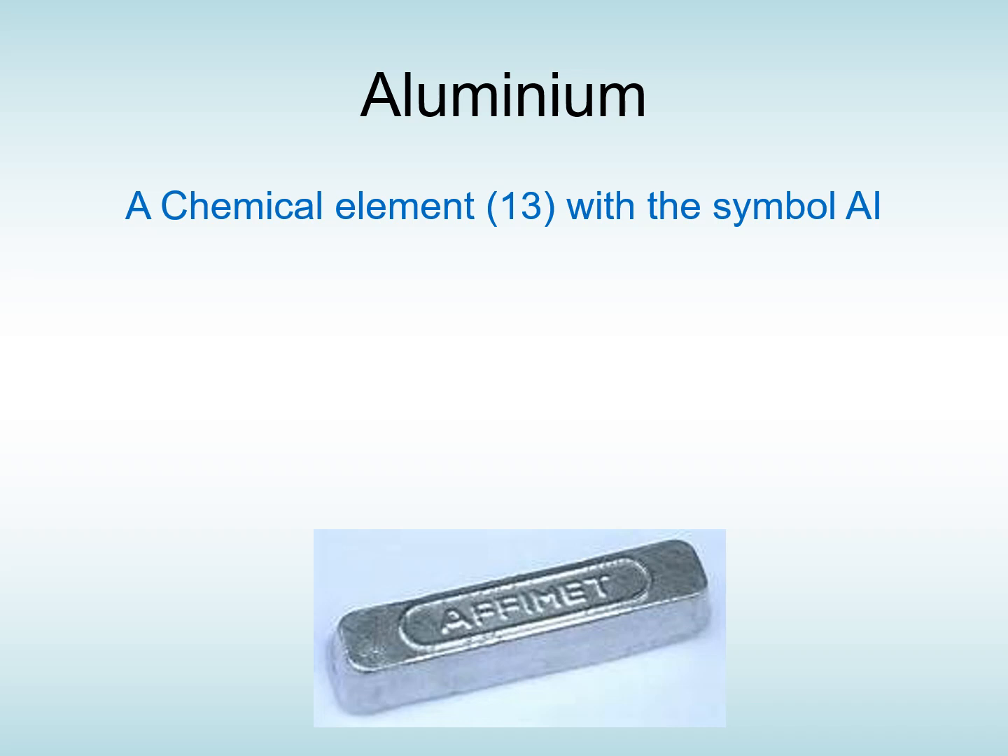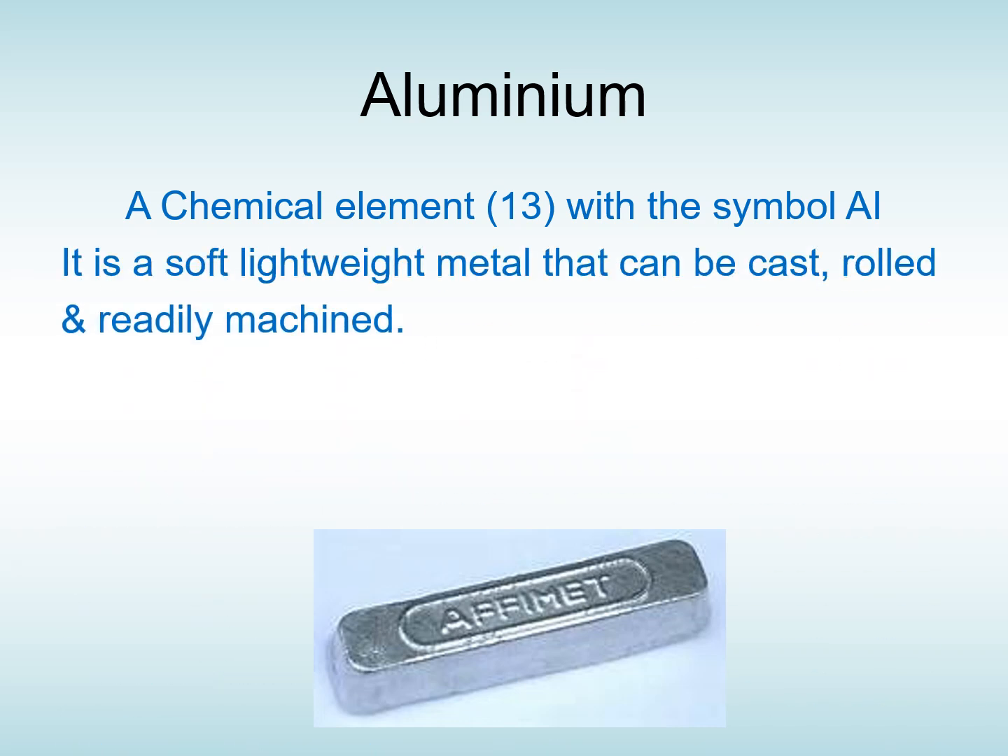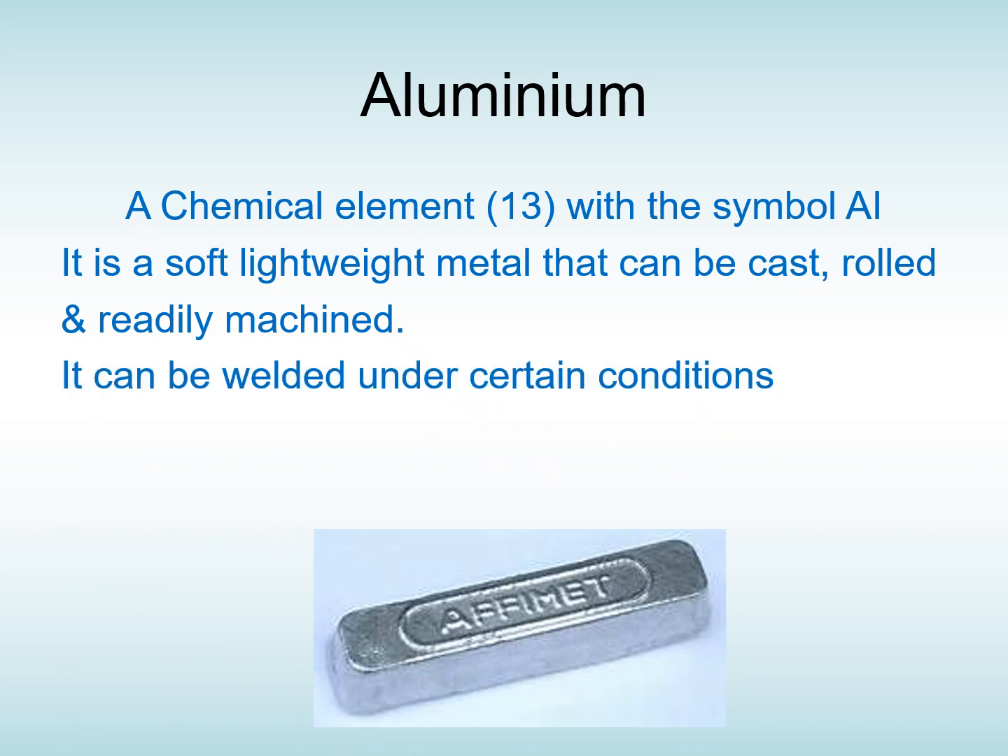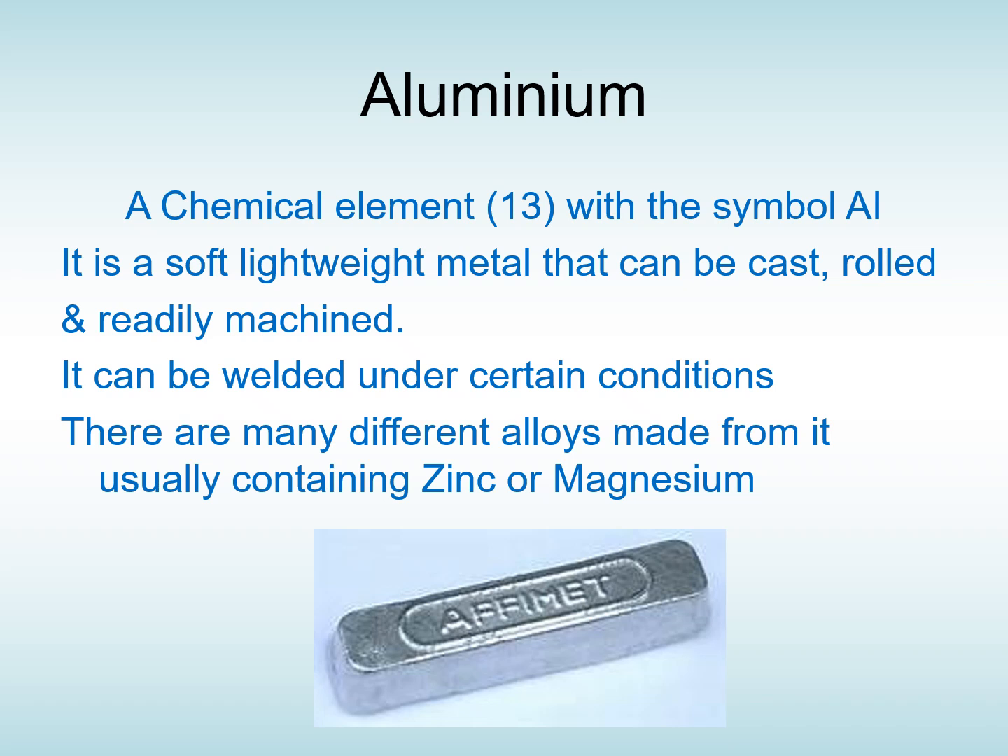Aluminium, a chemical element, number 13, with the symbol Al. It's a soft, lightweight metal that can be cast, rolled and readily machined. It can be welded under certain conditions, and there are many different alloys made from it, usually containing zinc or magnesium. And some of these materials are known as pot metals and don't lend themselves to welding.